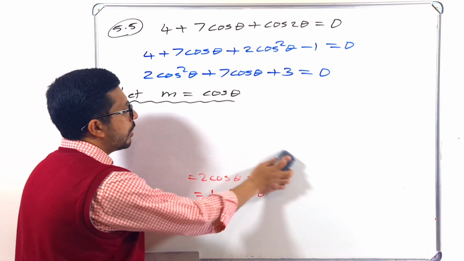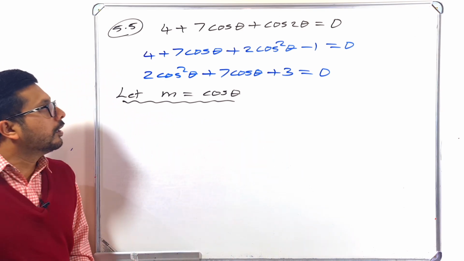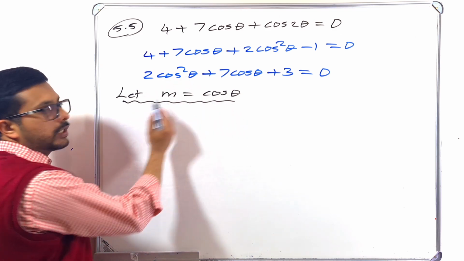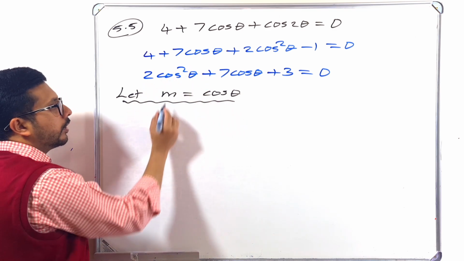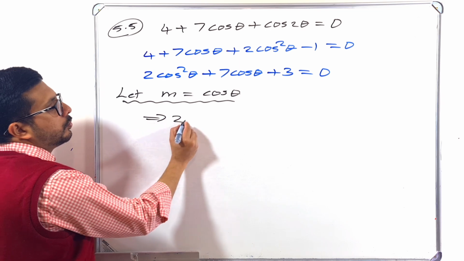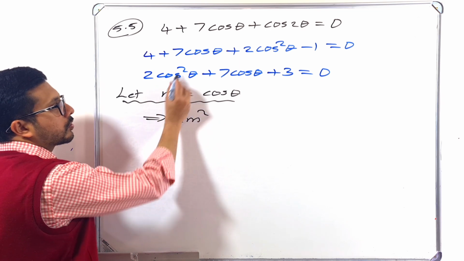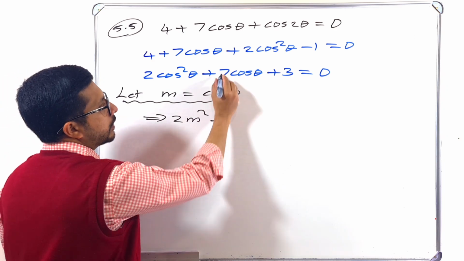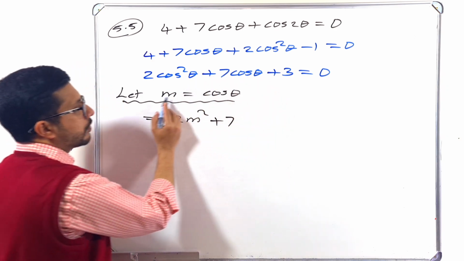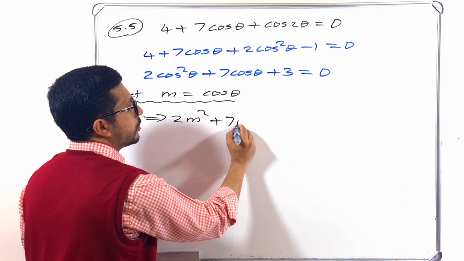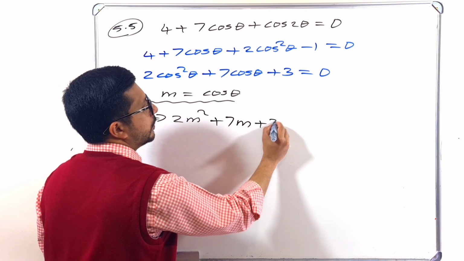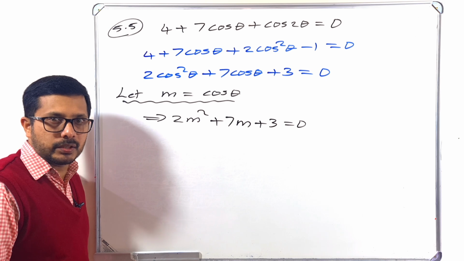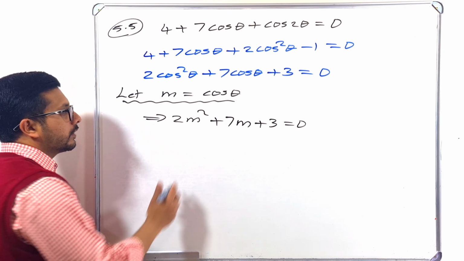Now how can we write that equation? 2 cos square, so what is cos theta? We call it m. That means 2 cos square theta implies 2m square, since cos square theta is m square. Plus 7 cos theta, what is our cos theta? m. So it is 7m plus 3 is equal to 0. Now we have to factorize this one.